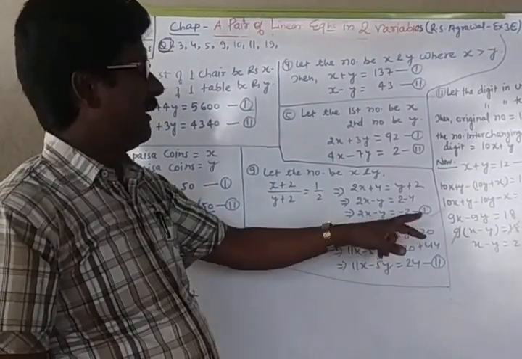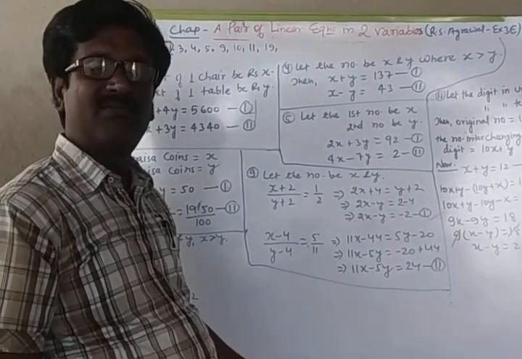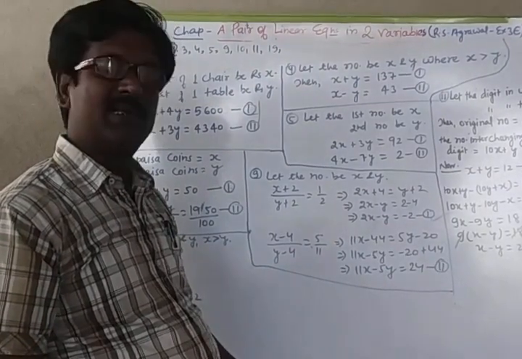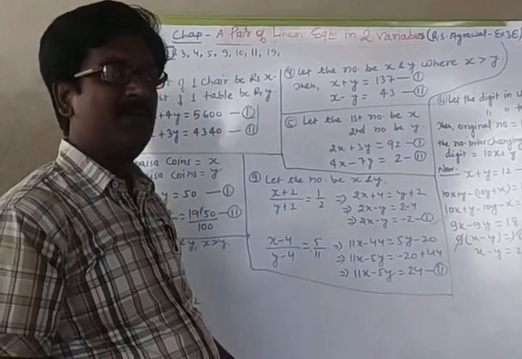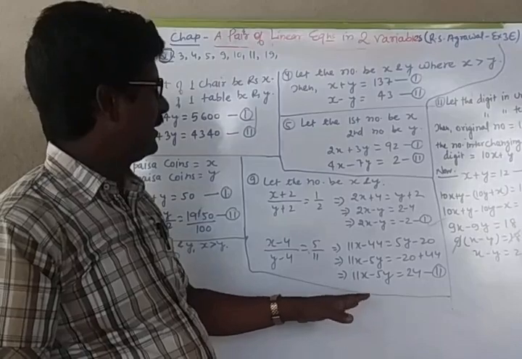This way I have framed two equations. 2x minus y is equal to minus 2 is the first equation, and 11x minus 5y is equal to 24 is the second equation. Now we have to solve these two equations, and when we solve these two equations, once again we'll get the value of x and y. That will be the numbers.